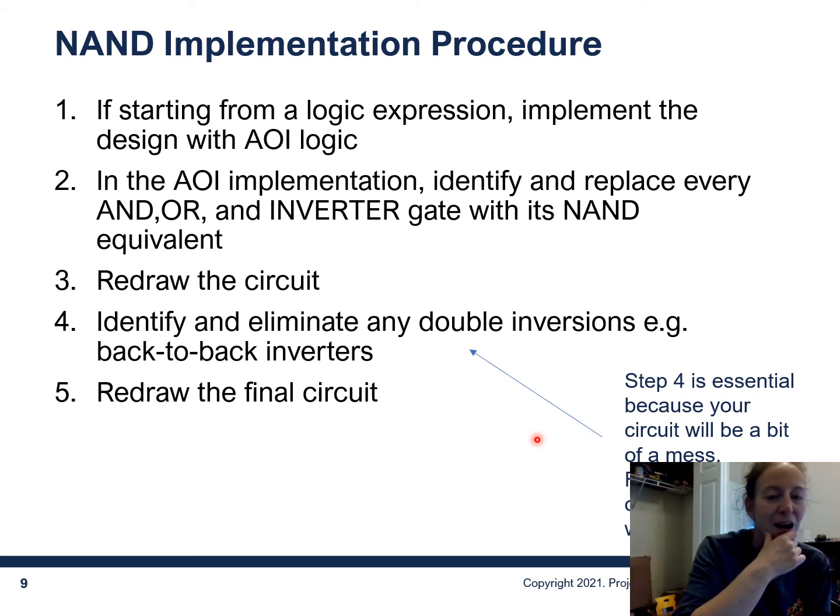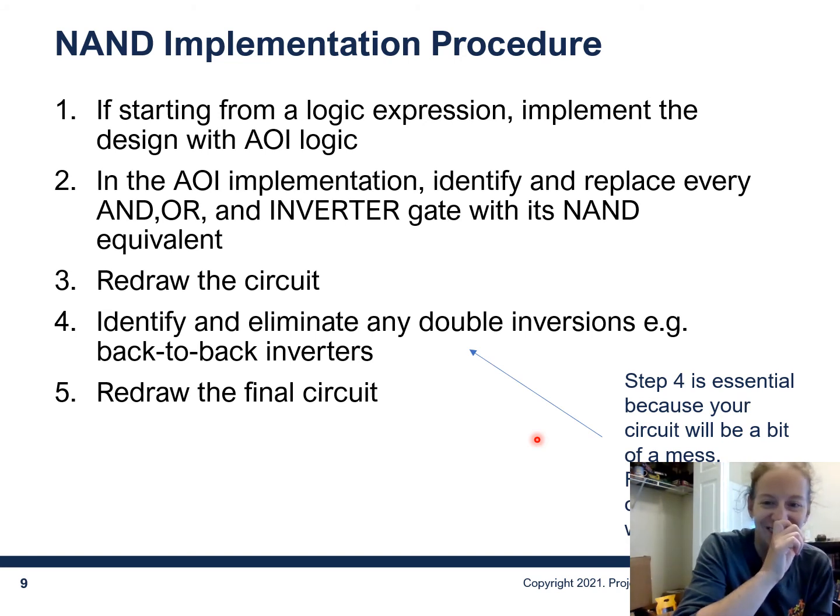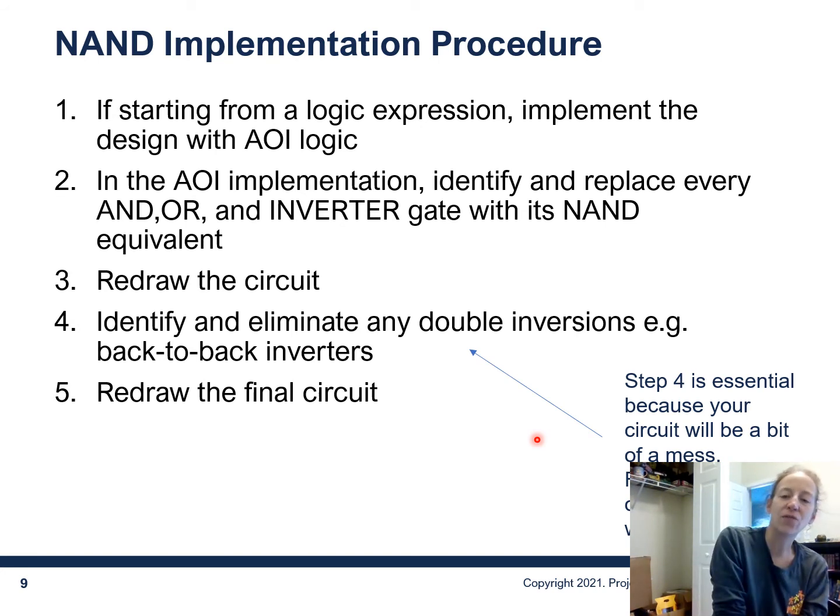It might be a mess, okay? But step 4 is actually where it comes out kind of neat. So identify and eliminate any double inversions. For example, like back-to-back inverters, because there's no reason to negate something and then immediately negate it again, except with all of these like inverters that are going to pop up in this, because all of these replacements are going to involve an inverter somewhere.